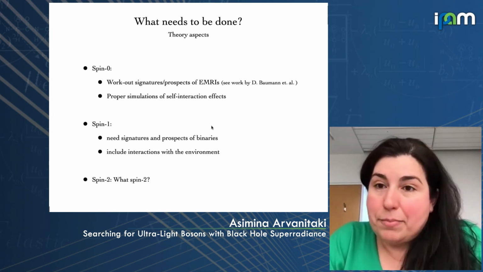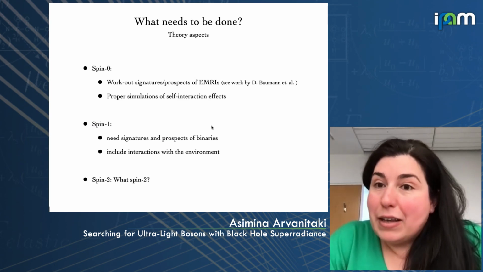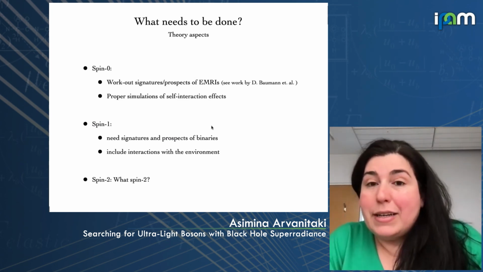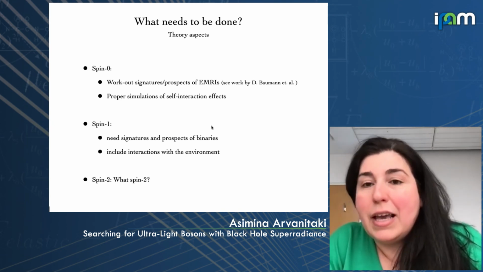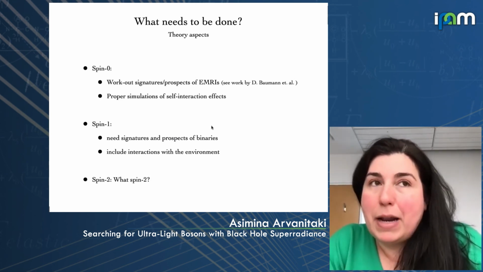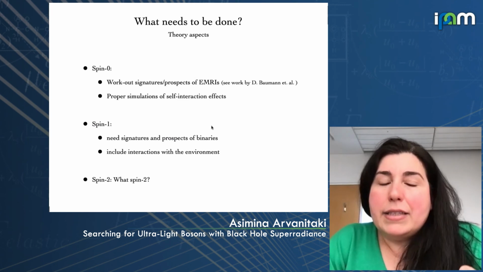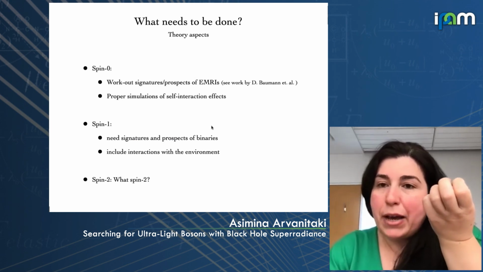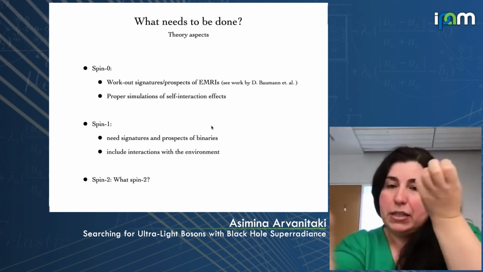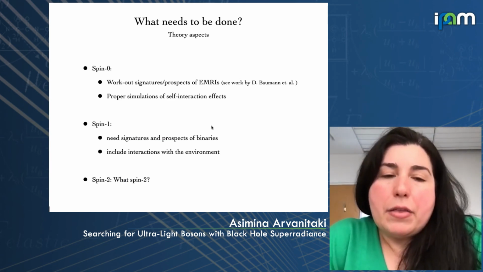So from the theory aspects, the signatures and the prospects of looking for signatures of superradiance in extreme mass ratio inspirals have not been fully studied. Even though Daniel Baumann wrote, I think it's now three or four years ago, a very interesting paper that discusses aspects of how a cloud around a supermassive black hole should behave when there is an infalling star towards the black hole. We need to do more.